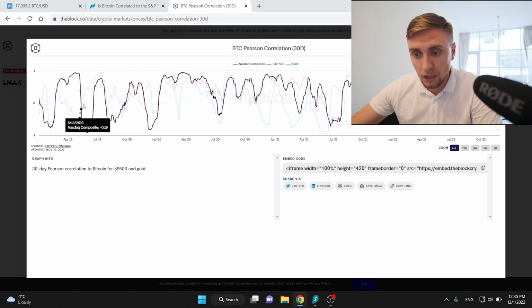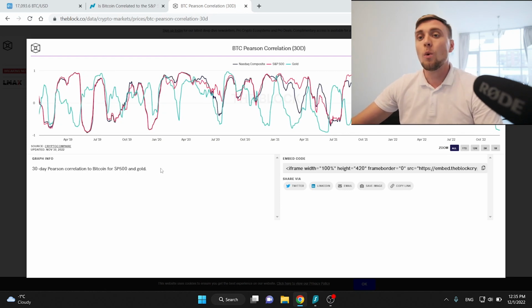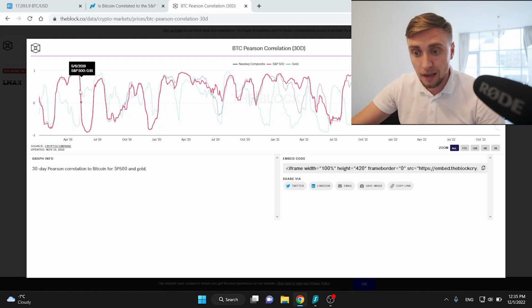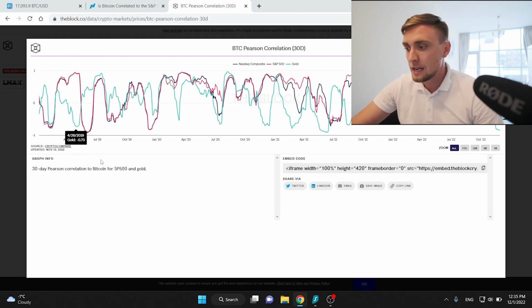So one more time, when it's close to 0, we are not trading. When it's higher than 0.5, we start trading. It depends on the situation, like it was especially like that.